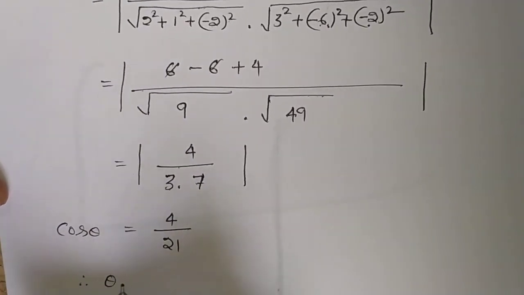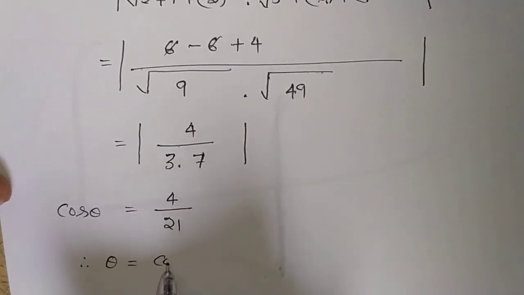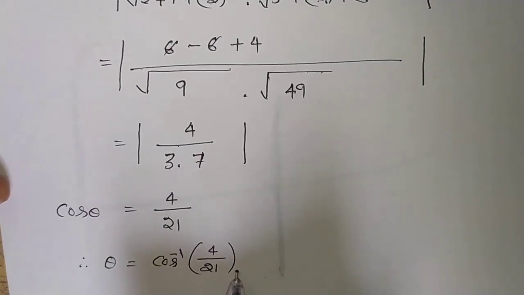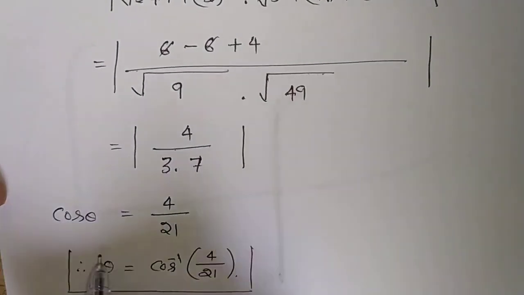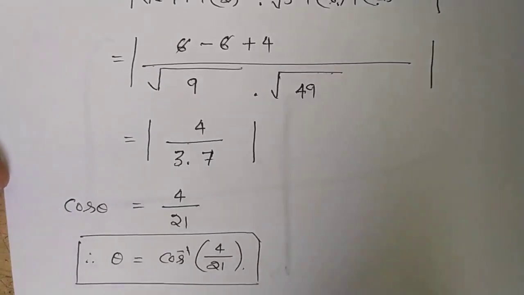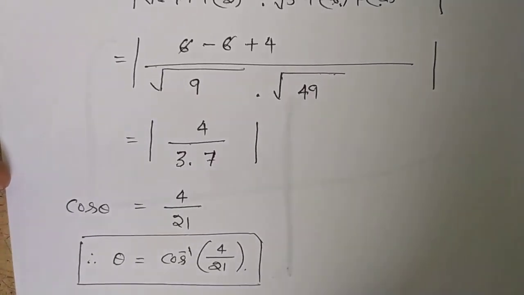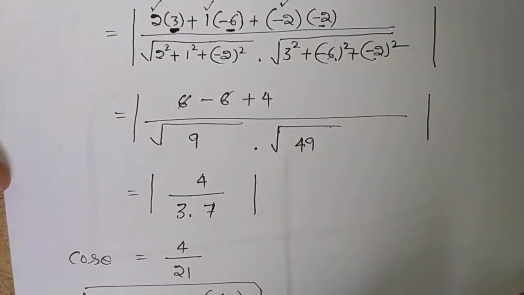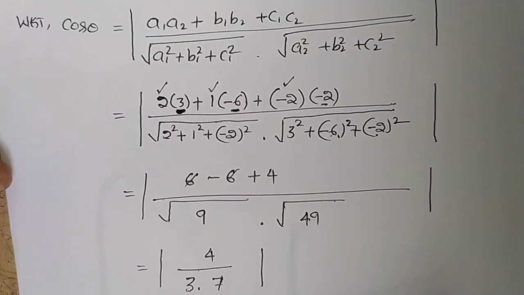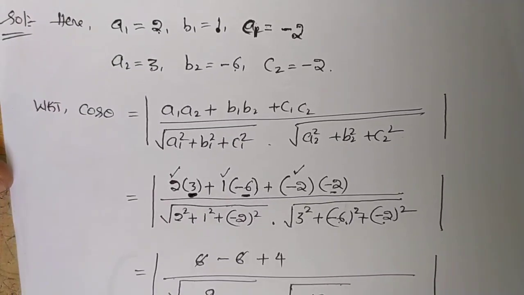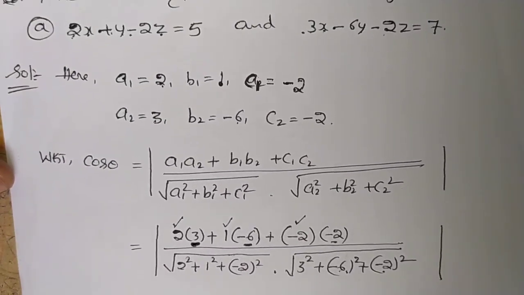Therefore, what about the angle theta? Theta equals cos inverse of 4 divided by 21. Hence, it is the angle between the two planes. Understood? I hope you understood the concept of finding the angle between two planes. Kindly note down this answer in your notebook.